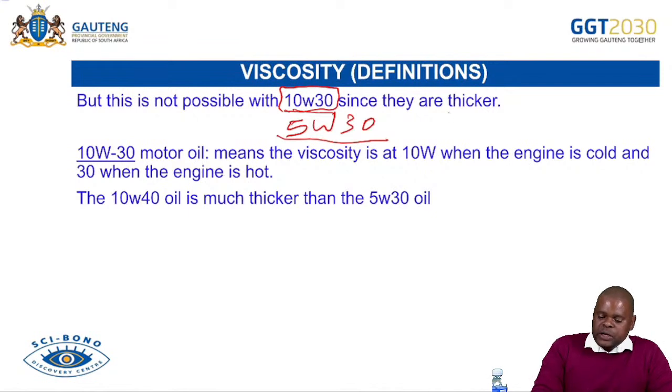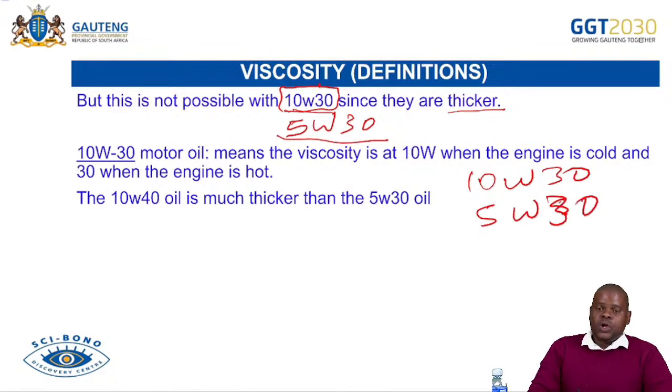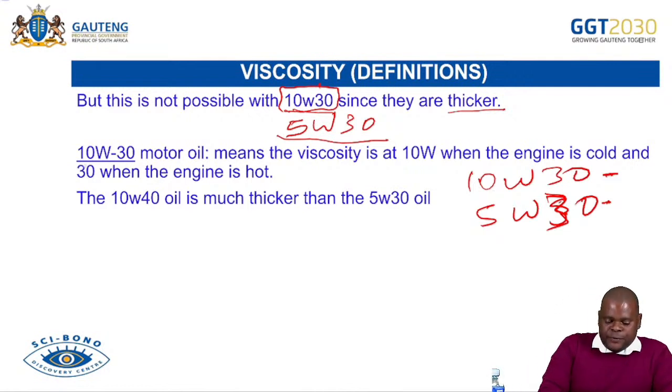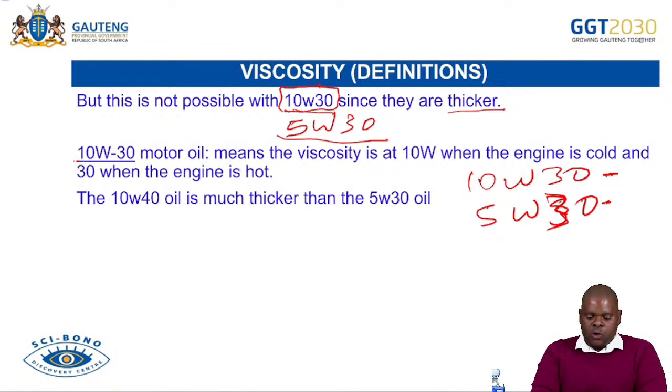And we say also it is thicker. That means when you check this one and this one, when you compare them, you'll find out that this one is thicker and this one is not thicker. It is lighter. It's not thicker than this one. Are we together?